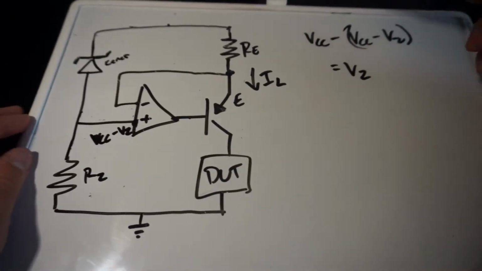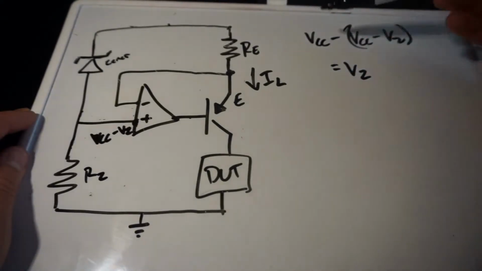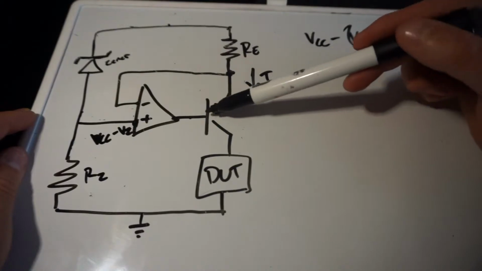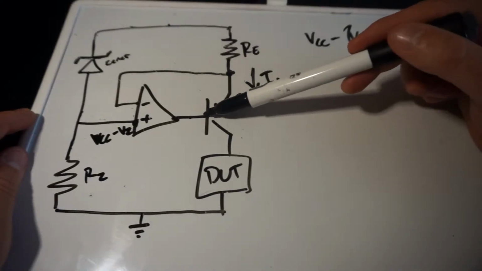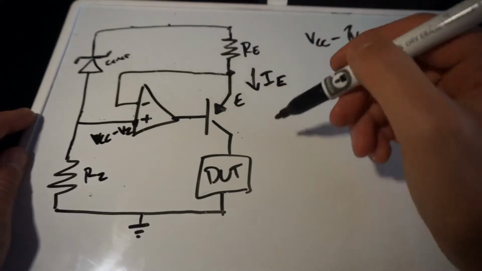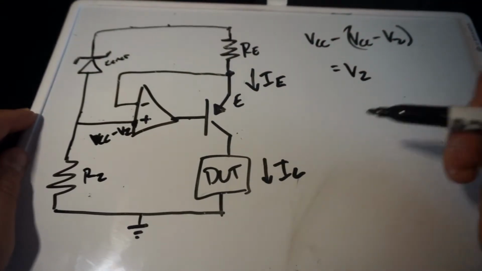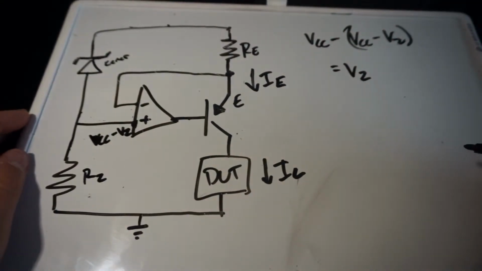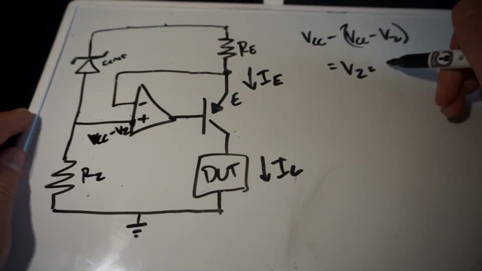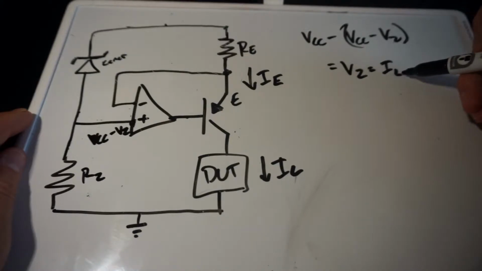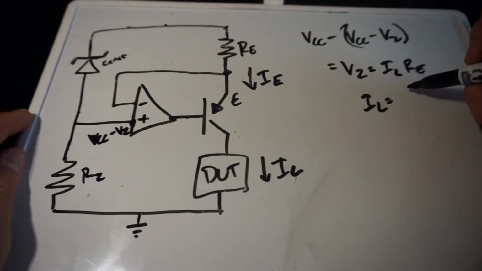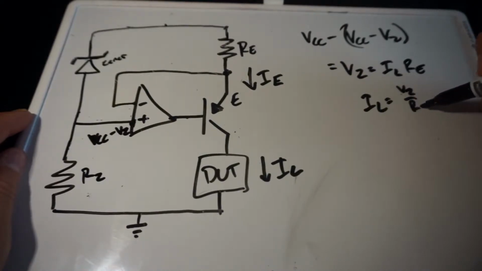And so then it's very simple to see that the current flowing through this emitter, and the approximation is also that since the base current is low, IE is the same as IL. And it's easy to see that VZ equals IL times RE. So your IL is just VZ over RE.